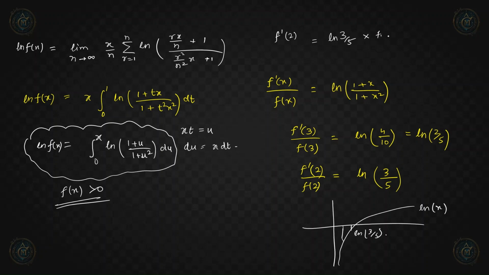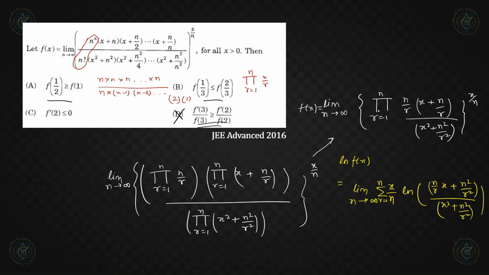Now f of 2: f(x) is positive because it is e to the power something. So this thing is positive, this thing is negative, so this becomes negative. Okay, f dash 2 is negative. Or we can say if f dash 2 is negative, f dash 2 less than or equal to 0 is also true, right? So option C will be definitely correct.